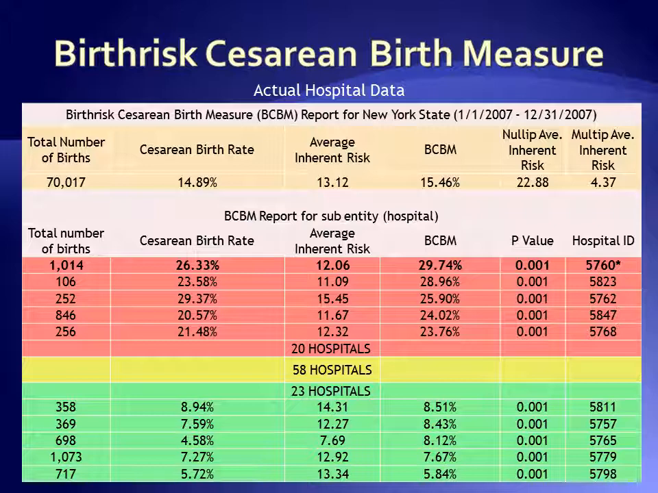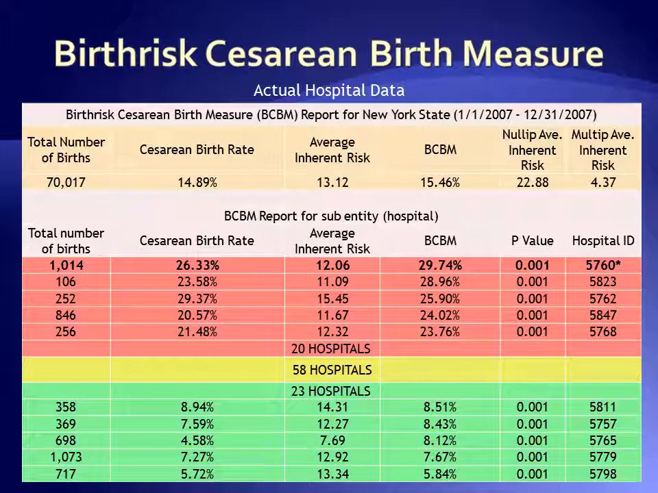There were over 70,000 births with a 14.89% cesarean birth rate. The subentity for this report is hospital, and 101 hospitals are represented. There are 20 hospitals that had Birthrisk Cesarean Birth Measures that were statistically significantly higher than the average for the state. There were 58 hospitals whose measures were not statistically significantly different from the average, and there were 23 hospitals that had measures that were statistically significantly better than the average for the state.